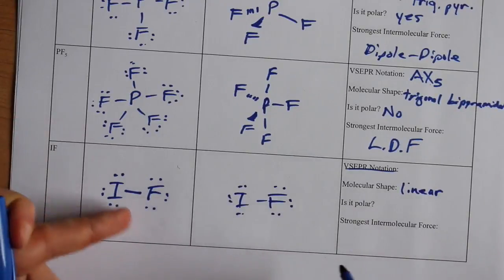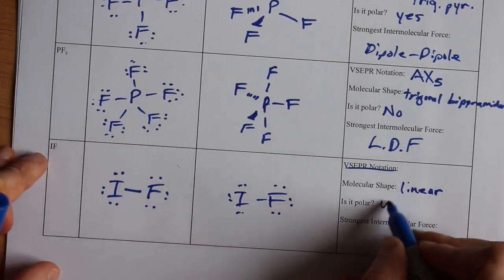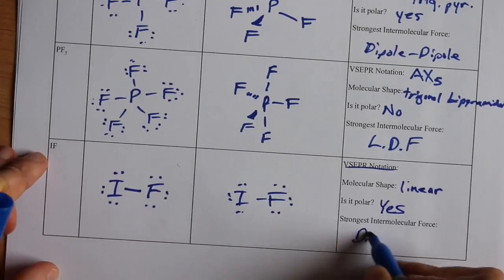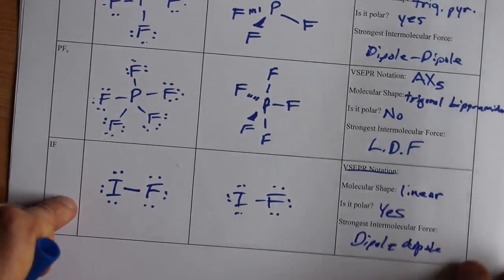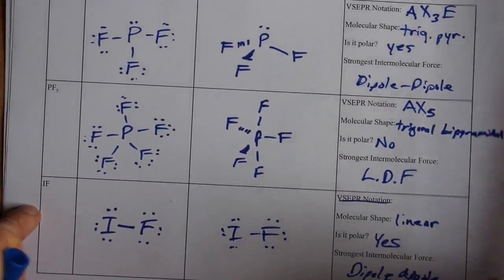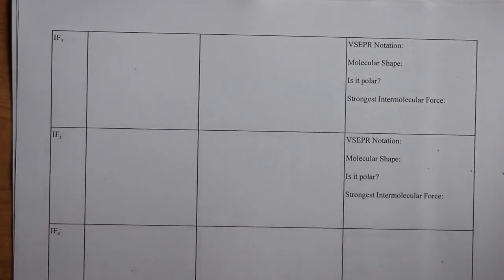There's no actual 3D structure to this. Is it polar? Well, I and F have different electronegativities, so yes. And the strongest intermolecular force here is dipole-dipole. Yeah? Yeah. We're going to ramp this up, though, and add some extra fluorines.